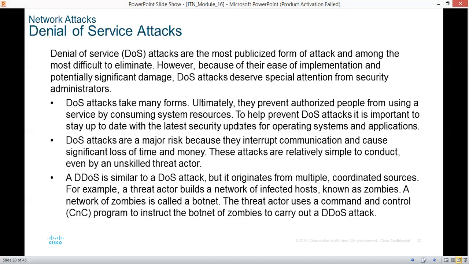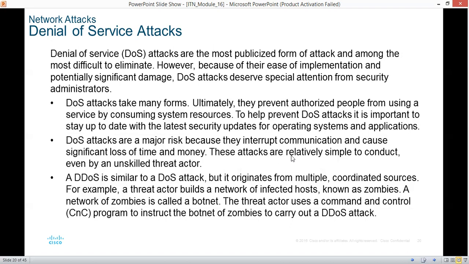To help prevent those attacks, it is important to stay up to date. You have to stay up to date with the latest security updates for operating systems and applications. That is why, whichever service you're using, you have to update regularly to get the right signature. Those attacks are a major risk because they interrupt communication and cause significant loss of time and money.